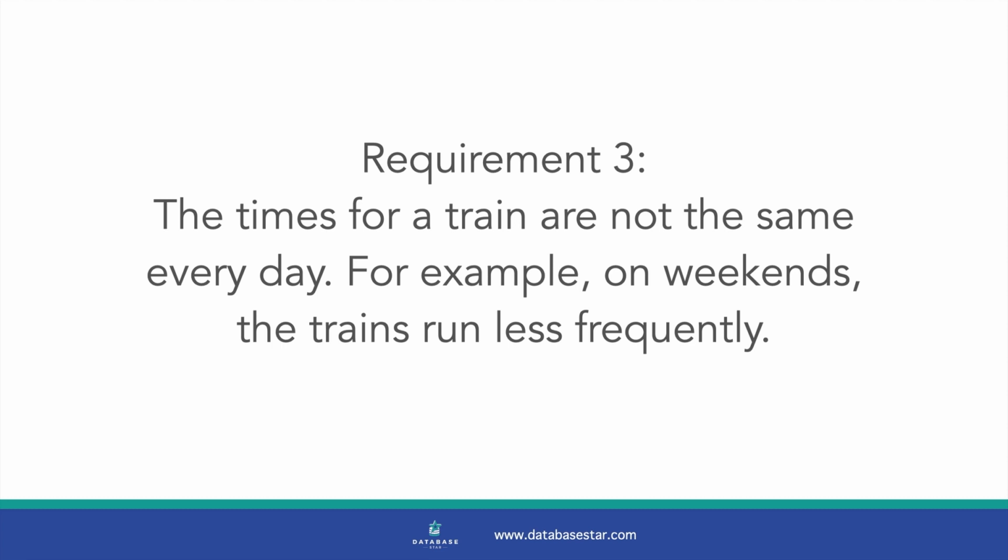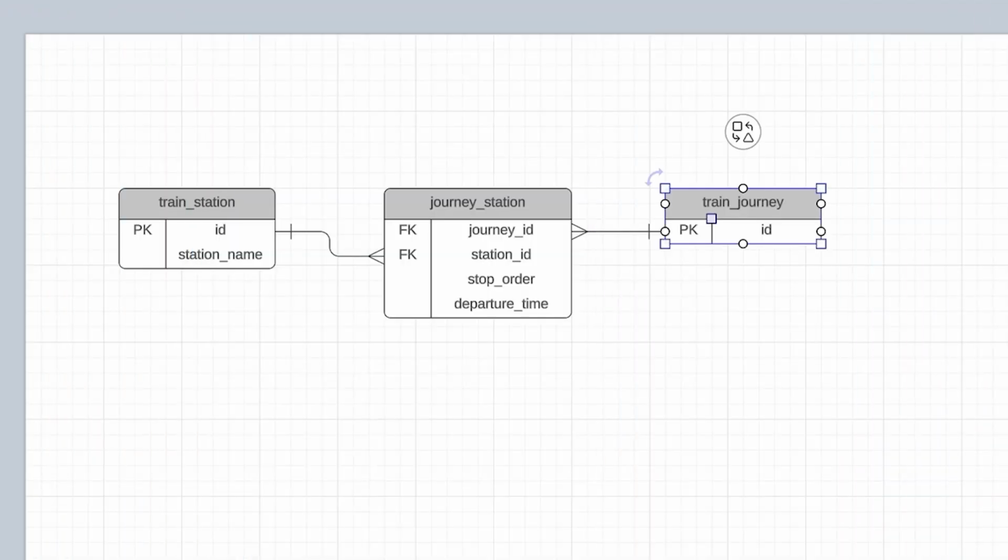Requirement 3 says the times for trains are not the same every day. For example, on weekends, the trains run less frequently. Let's check our diagram. How can we capture this? We'll need to have some way of recording whether a train journey is for a weekday or a weekend. First of all, what is a train journey? How do we describe it?